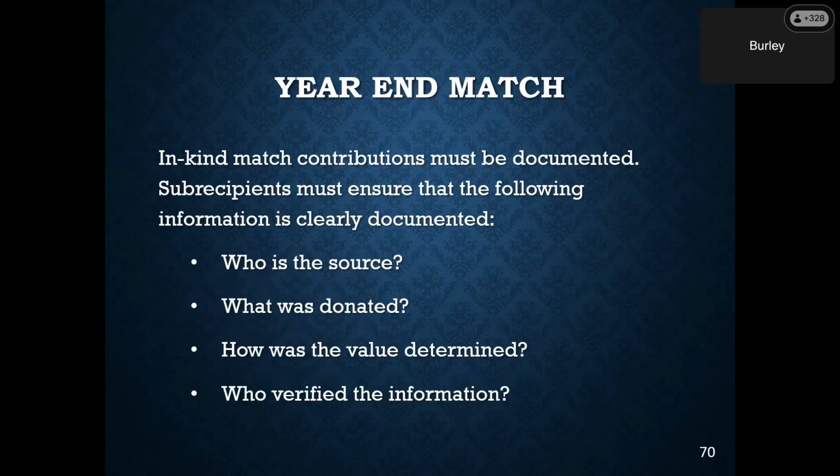For in-kind match contributions, make sure to document these areas. Who is the source? Make sure that your agency can demonstrate that the contribution is from an acceptable donor source. What was donated? Make sure that your agency can demonstrate that what is being used as match is suitable for match. Be specific and show how it relates to your project's goals and objectives. How was the value determined? The donor should generally determine the value, and it should be based on standard objective resources rather than best guesses.